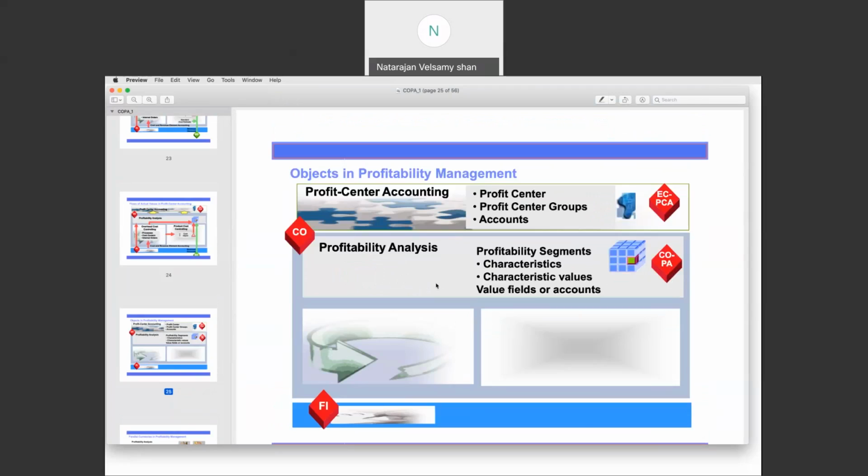Objects in profitability management: profit center accounting has profit center accounts; profit analysis has the profitability segment, characteristics, and value fields. Accounts are the value fields. Characteristics have values, like city means Chennai, Bombay, or those values. Region means east, west, south, those are the values. Customer means customer X, customer Y, customer Z, those are the values. Value fields are like the GL accounts: sales, discount.